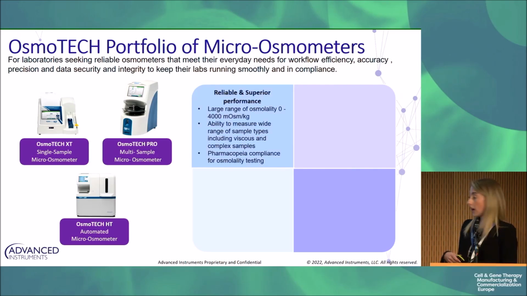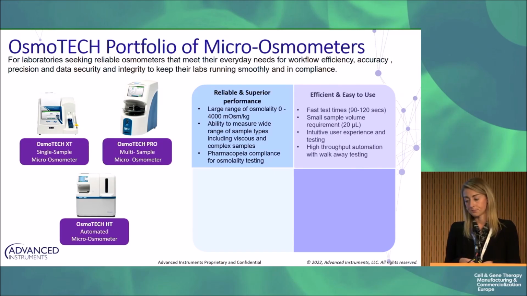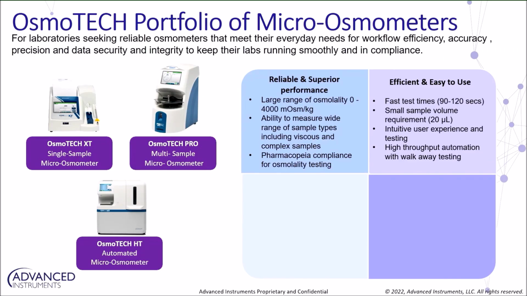So just to highlight the different offerings these instruments can give. We have the large range of osmolality with the Osmotec XT, and all of our instruments are pharmacopoeia compliant. That is EU, US, Japanese, Chinese. Fast test time: dependent on the sample you're testing, you're looking at around 90 to 120 seconds with a small sample volume requirement. For the XT, you're only using 20 microliters of sample.